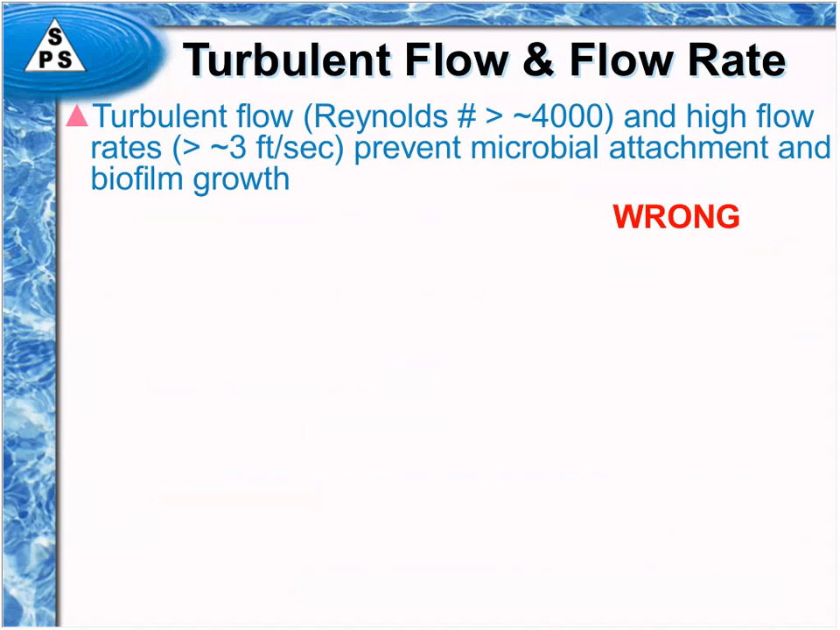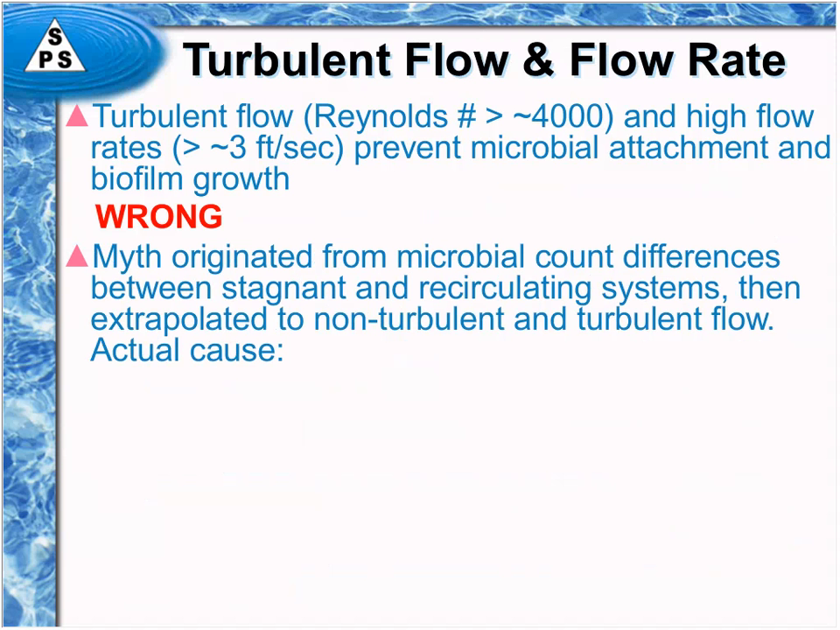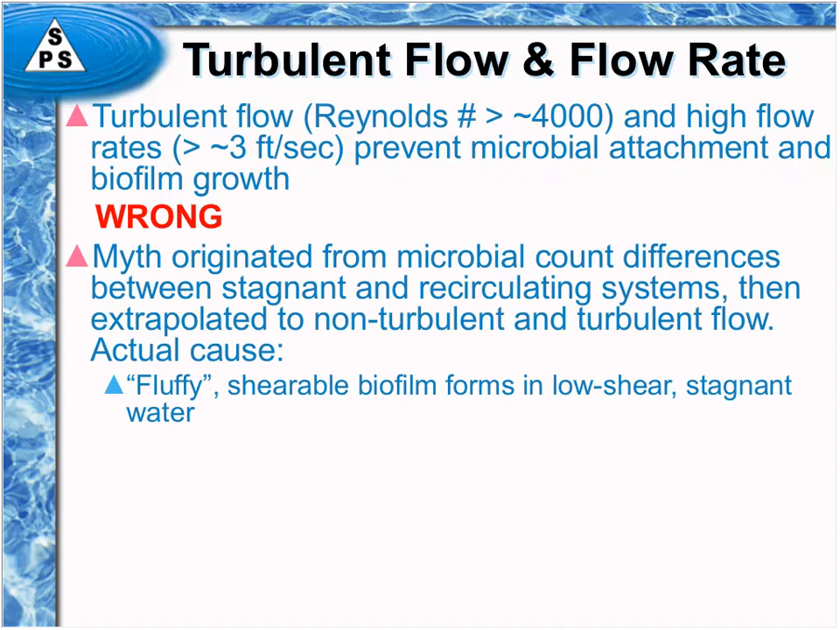Well, guess what? That's wrong. This myth actually originated from the observation of the microbial count differences between a stagnant water system and a recirculating water system. And so this was extrapolated to have been caused by non-turbulent conditions versus turbulent conditions. So what the actual cause was that in these less turbulent conditions, biofilm tends to grow in a more erect, upright form. Let's call it a fluffy form.